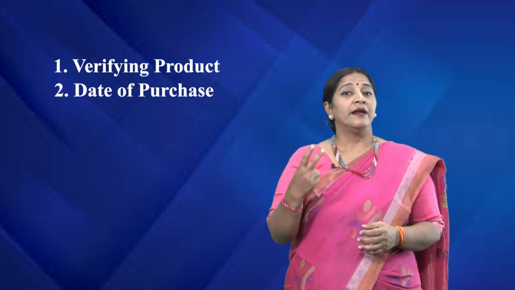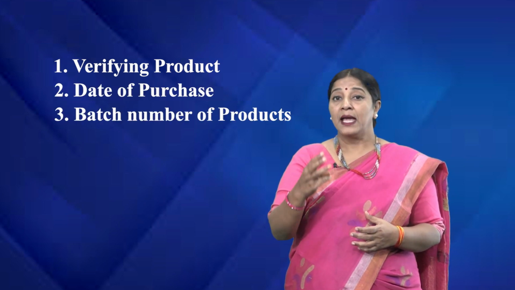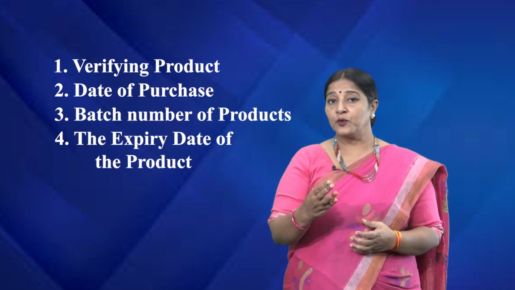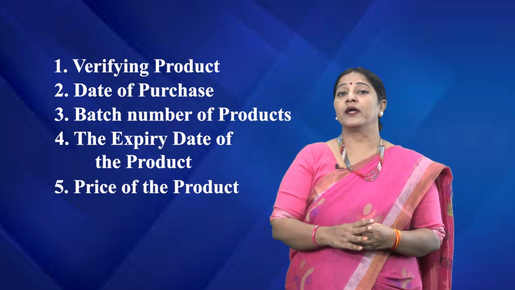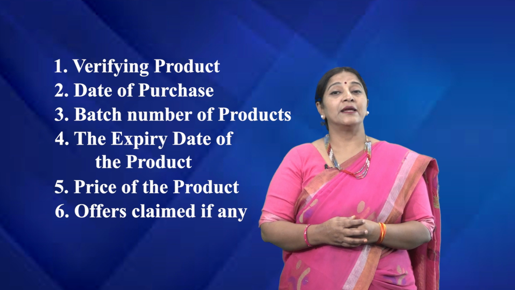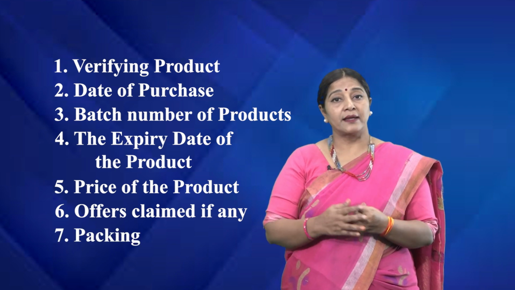Number 1, verifying the product. Number 2, date of purchase. Number 3, batch number of the product. Number 4, the expiry date of the product. Number 5, price of the product. Number 6, offers claimed if any. Number 7, packing. Now, let's discuss in detail.